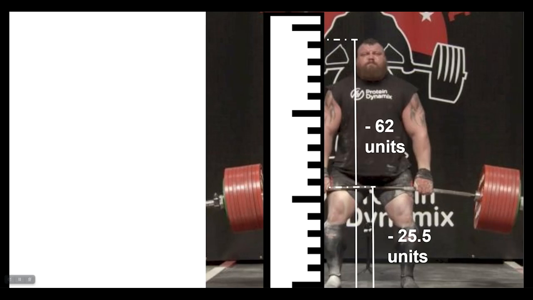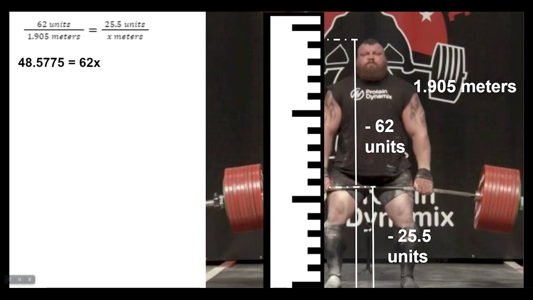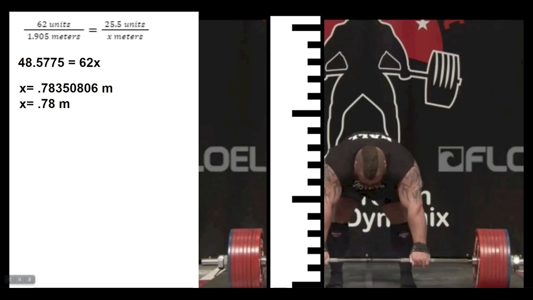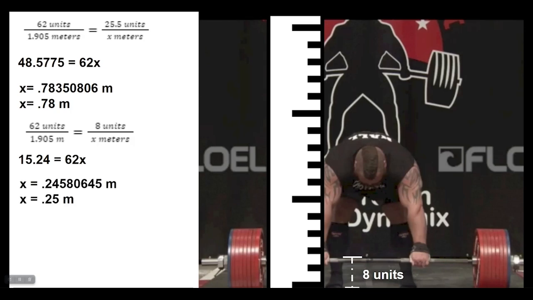Then, we can measure how far the top of Eddie's head is from the ground. Since we know Eddie Hall is 1.905 meters tall, we can then set up a proportion and find the height of the bar from the ground, resulting in the maximum height the bar gets from the ground being 0.78 meters. We can repeat this process for the first picture to find the height of the bar when the barbell was at rest. This ends up being 0.24 meters from the ground.